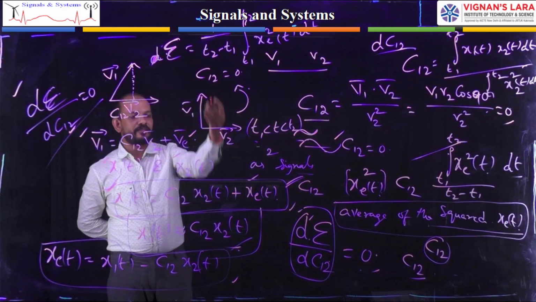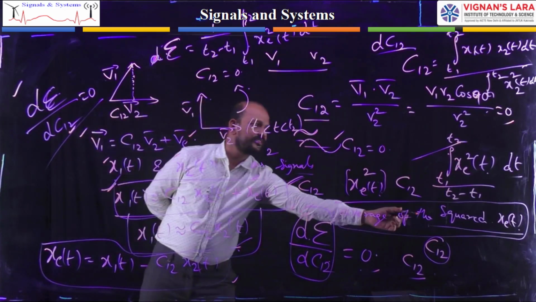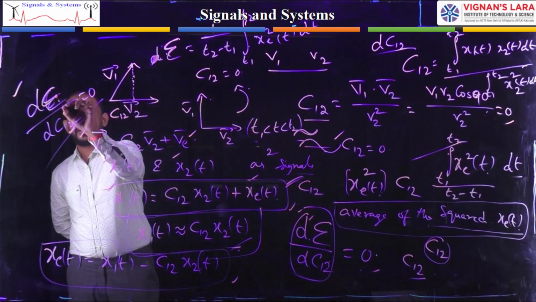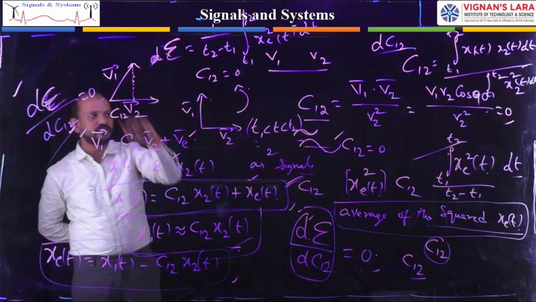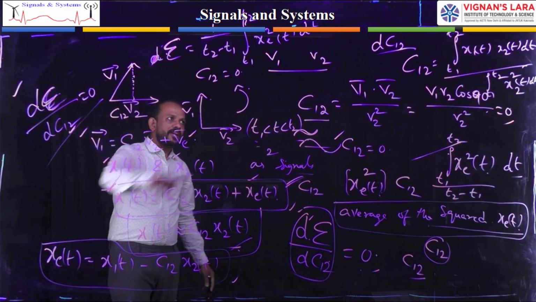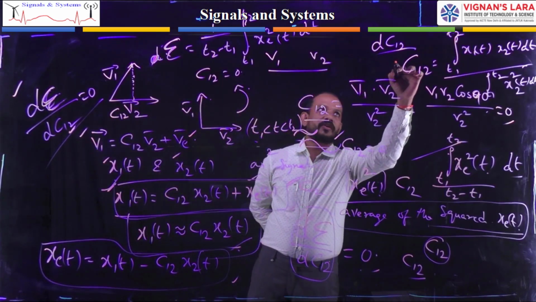If you calculate everything, if we differentiate the average of the squared xe of t with respect to C12 and make it equal to 0, then finally we will find the value of C12 like this. This is for your practice. You have to find out the value of C12.